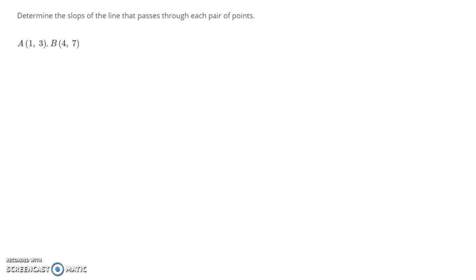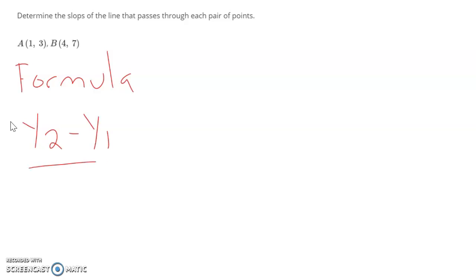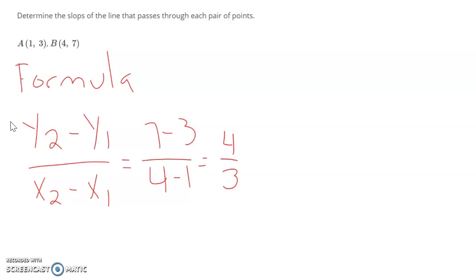Determine the slope of the line that passes through each pair of points. I'm going to do it by formula. I'm going to actually do this problem 2 ways. I'm going to do it by formula, and that is y2 minus y1 over x2 minus x1. Therefore, it is 7 minus 3 over 4 minus 1, which is equal to 4/3.